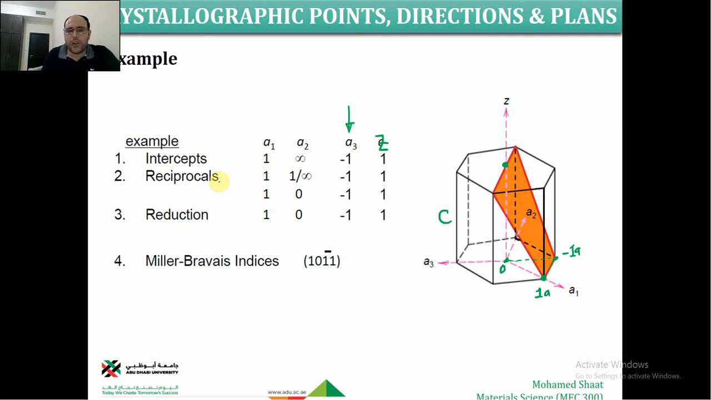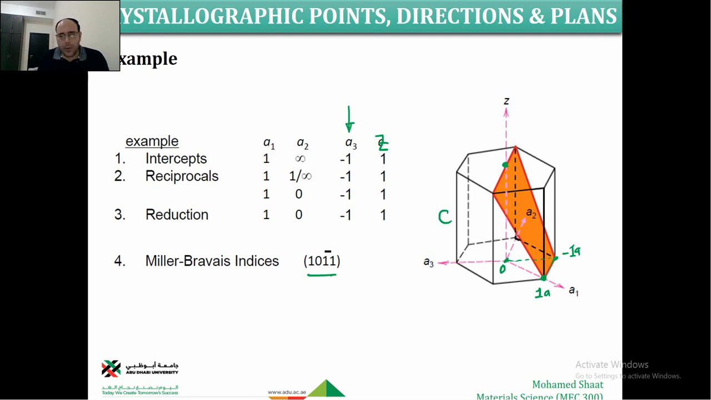Then you're going to work over the reciprocals. The reciprocal of 1 is 1. Of infinity, 1 over infinity gives 0. And negative 1 gives negative 1, 1 gives 1. Then you're going to work over the reduction. So for these 4 indices, there is no reduction. So you're going to end up with the Miller-Bravais indices directly as 1, 0, negative 1, 1.